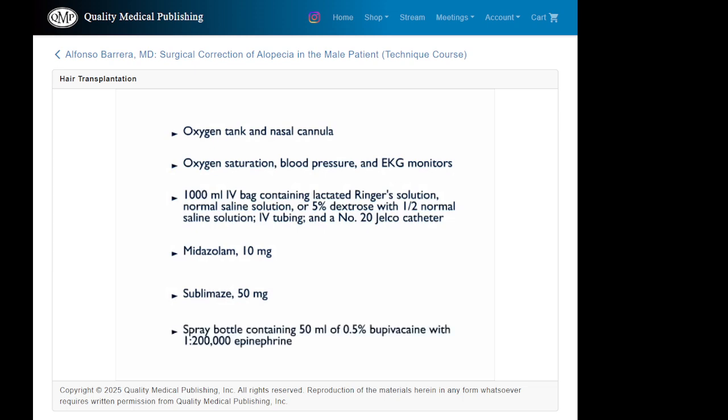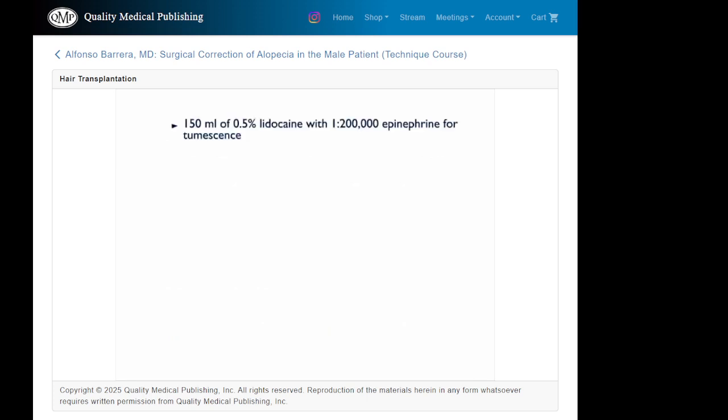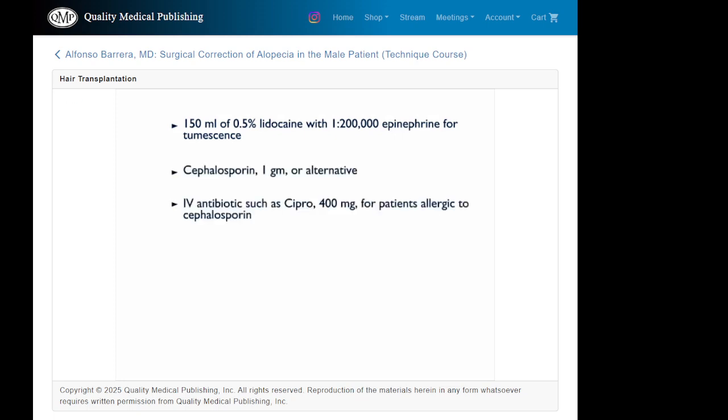A spray bottle containing 50 milliliters of 0.5% bupivacaine with 1 to 200,000 epinephrine. 150 milliliters of 0.5% lidocaine with 1 to 200,000 epinephrine for tumescence. Cephalosporin 1 gram or alternative IV antibiotics, such as ciprofloxacin 400 milligrams for patients allergic to cephalosporin.